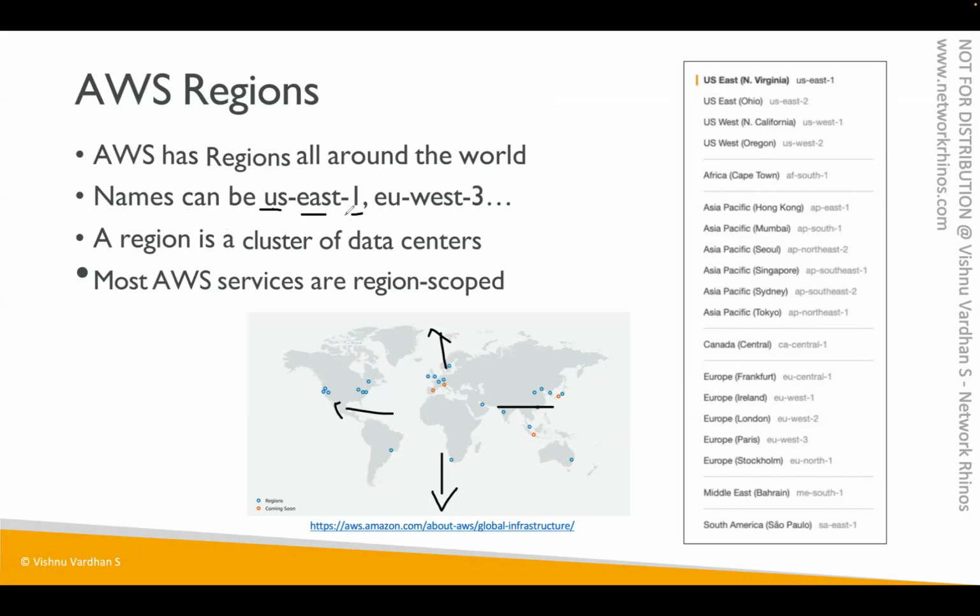If I have one more region, then I'll mention US East 2. Same way I can mention here US West 3. So I might have US West 2, EU West 1. Here you can see US East direction, I have one region. Second region is Ohio, named as US East 2. In West, I have California and Oregon. I mentioned US West 1 and US West 2. See, the region always ends with a number.